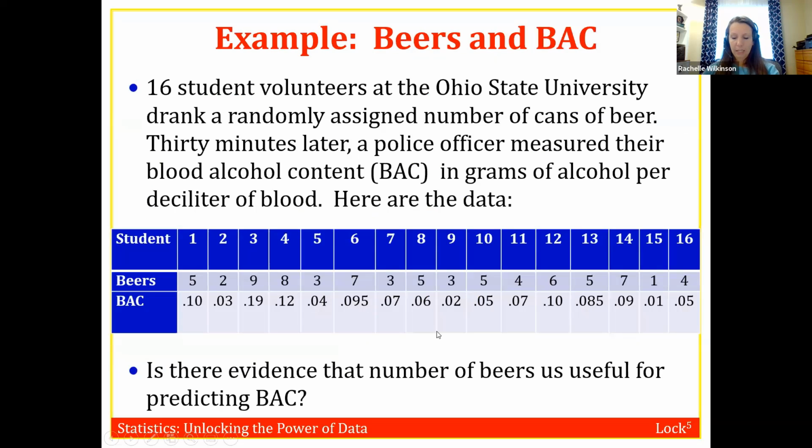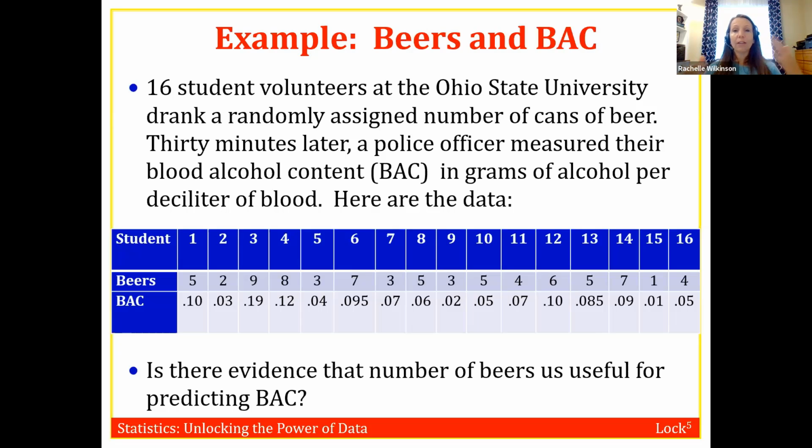All right, so let's go ahead and look at another example, kind of start to finish, for our last 20 minutes of class. This data came from a study done at Ohio State University, where they took some student volunteers and randomly assigned them a number of cans of beer to drink. Then 30 minutes later, after drinking the beers, a police officer came along and measured their blood alcohol content in grams of alcohol per deciliter of blood. And this was the data that they have here. First of all, we want to know, is there evidence that the number of beers is useful for predicting blood alcohol content?